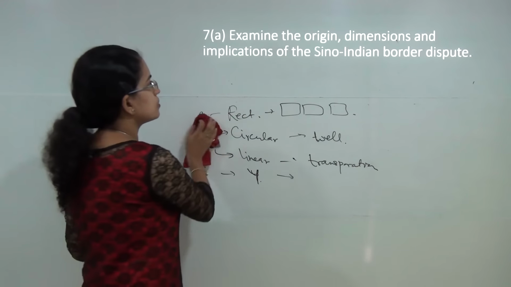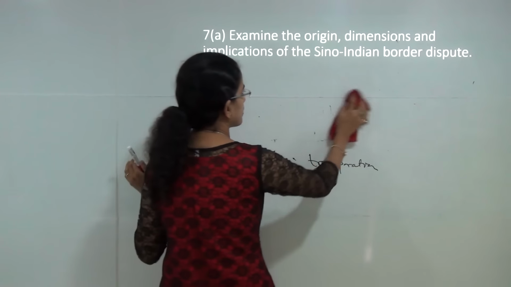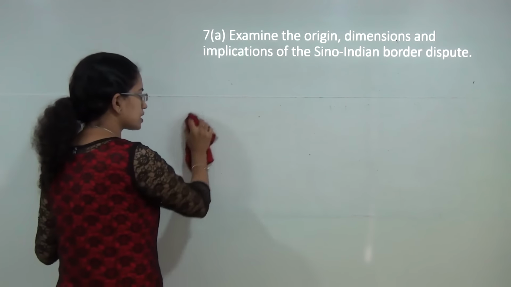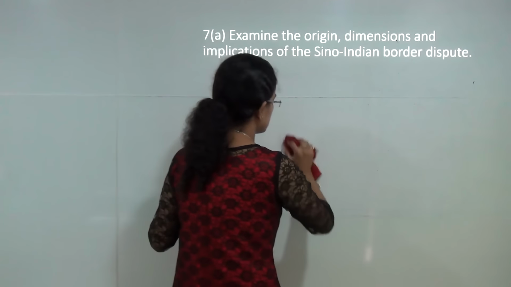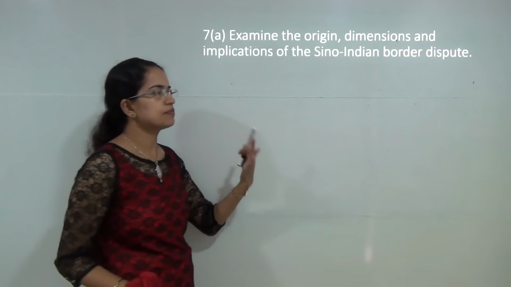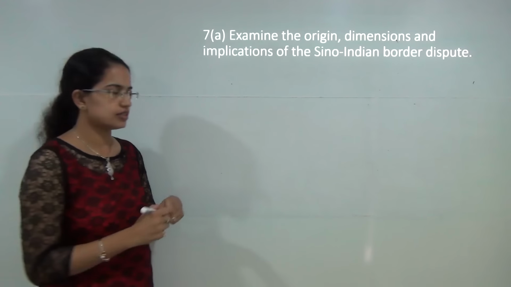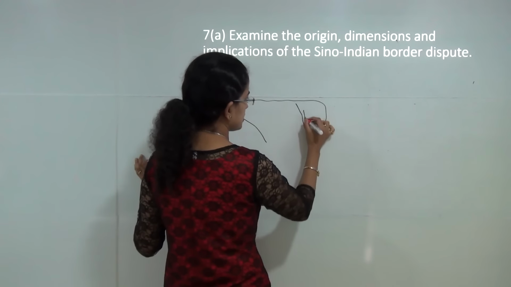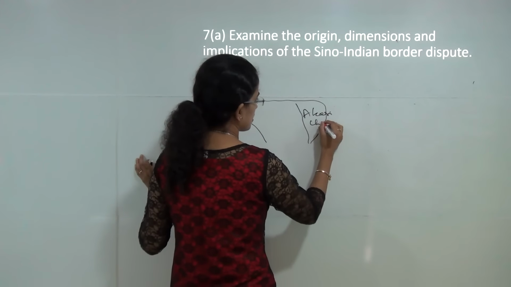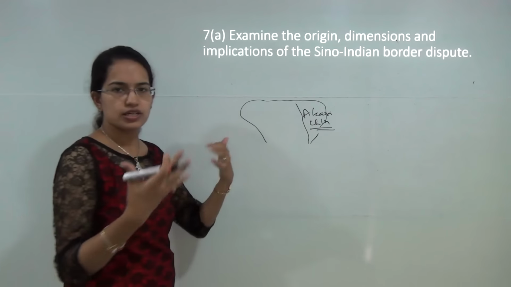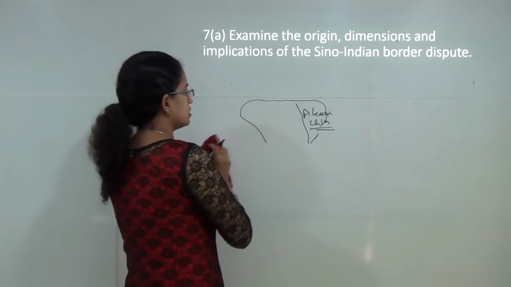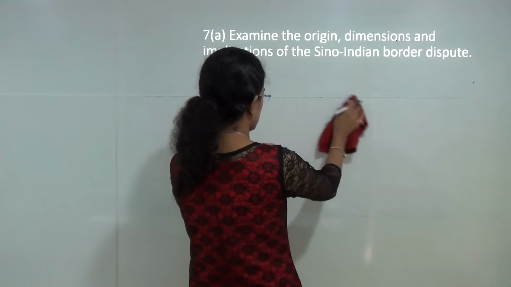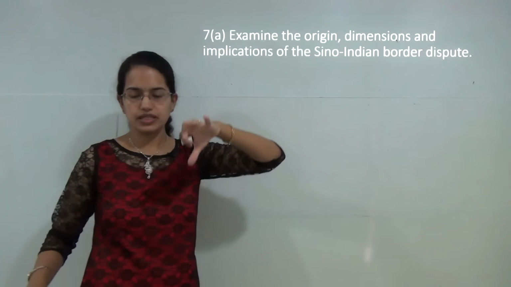The next is: examine origin, dimensions and implications of the Sino-Indian border dispute. Now this has been explained in detail in the postal course again. So what you need to explain here is, start with the history, explaining why there was the region. You have the region of Jammu Kashmir, so you have to explain the region of Aksai Chin, which is beyond the line of control. So you have the China administered and the Pak administered region. You have to start with the history, why there was a dispute, what are the major dimensions.